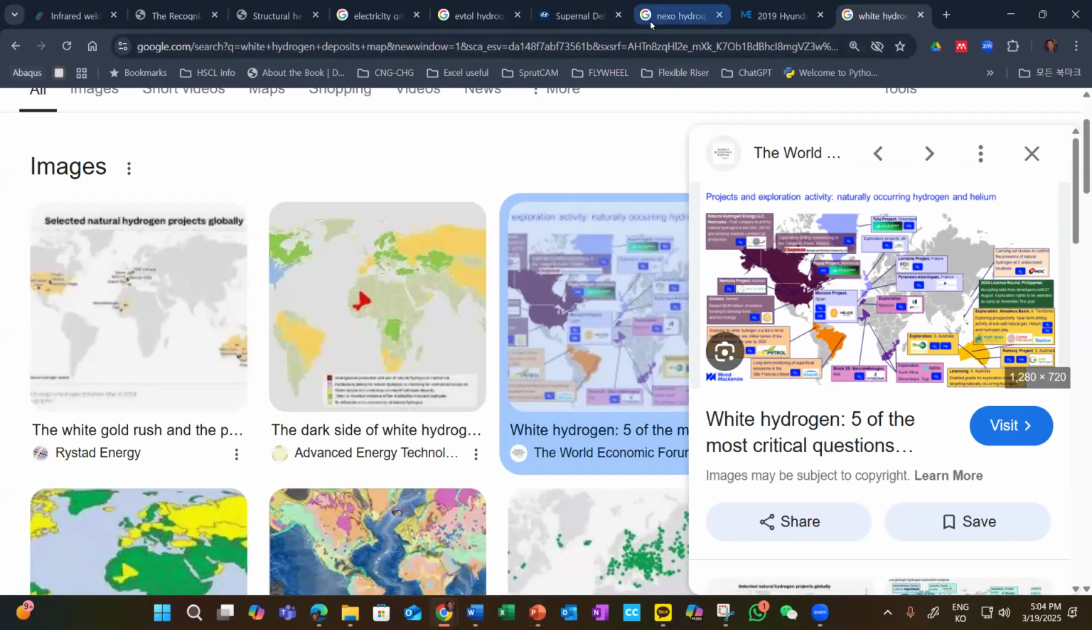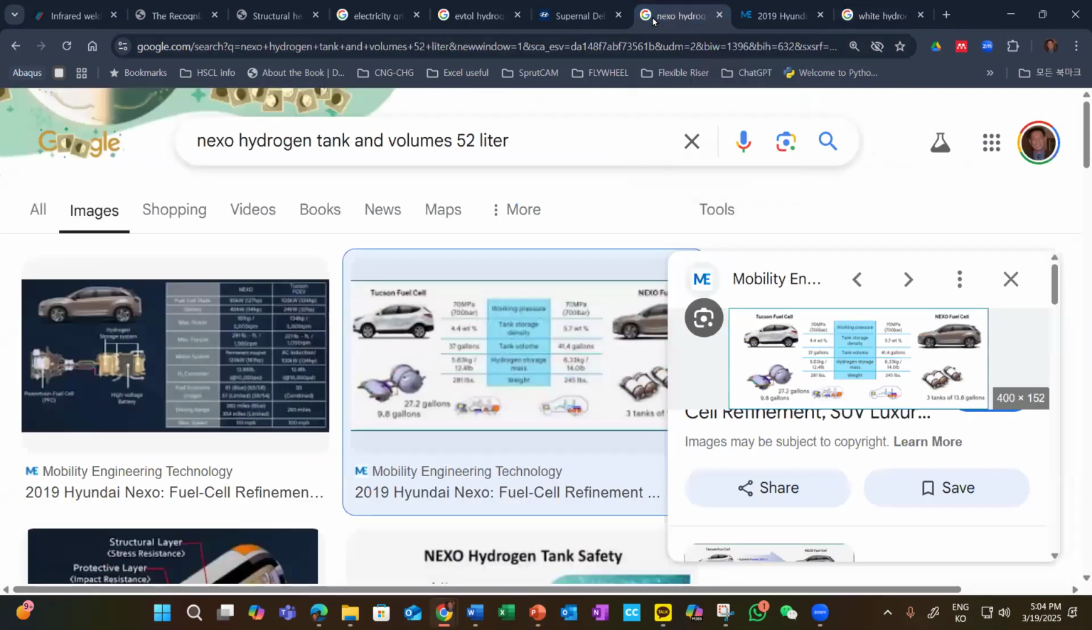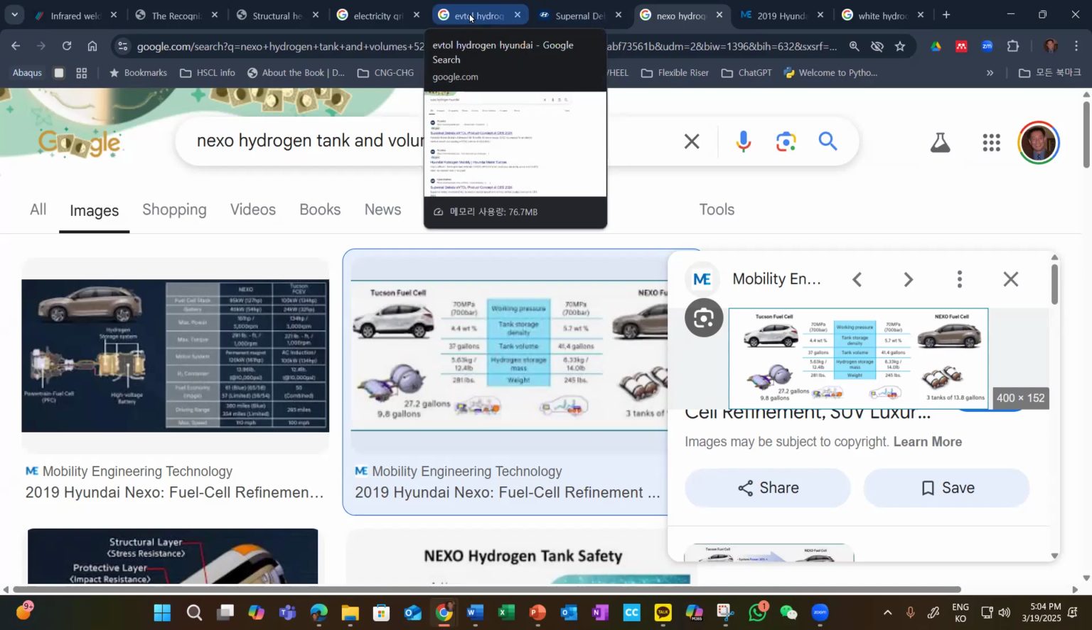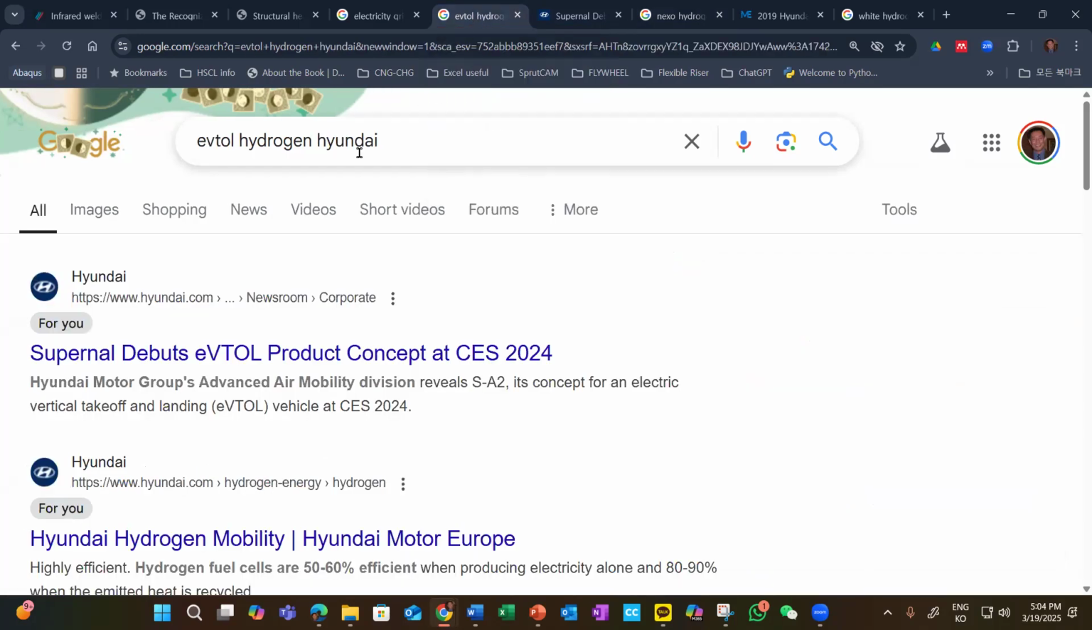Okay. Together with this Nexo we just reviewed, I'd like to go into a little bit of Hyundai. Hyundai is one of the most advanced companies in the world in terms of hydrogen gas applications to mobility. Not only Nexo, but also the buses and also eVTOL.